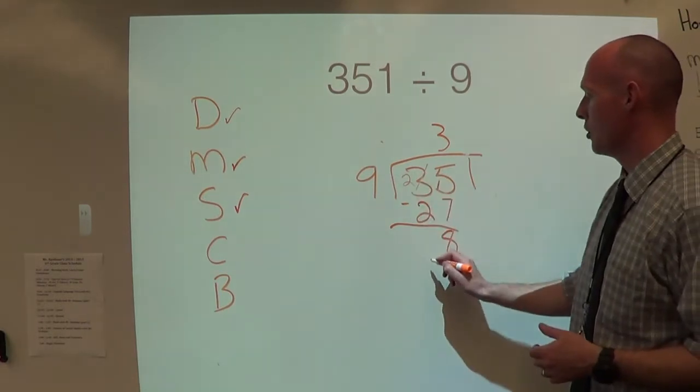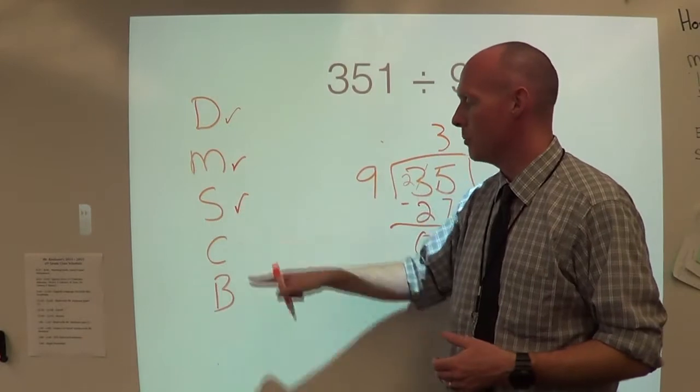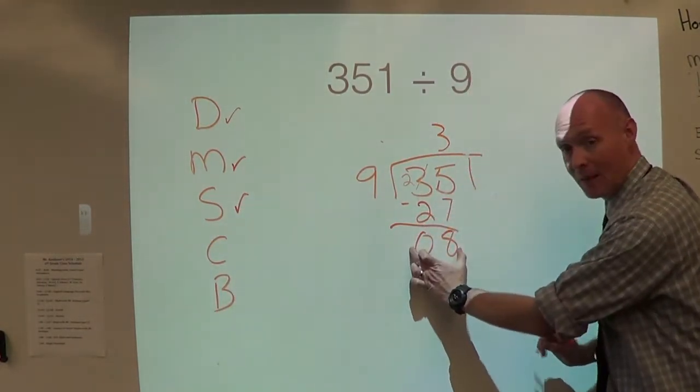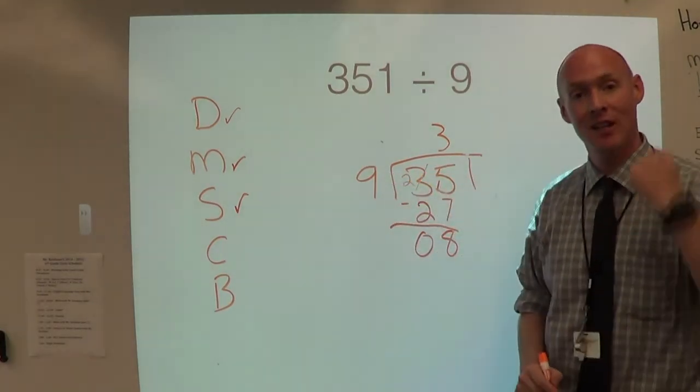And 2 minus 2 is 0. Okay, we divided, we multiplied, we subtracted. Now we have to check. And here's what I check. Is that number less than that number? If it's less, you continue.